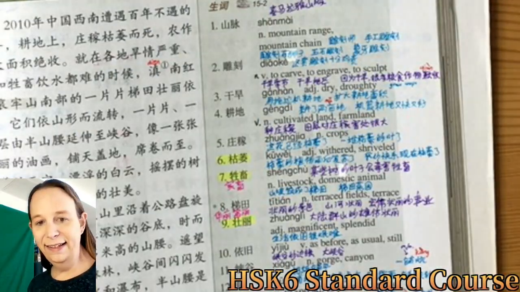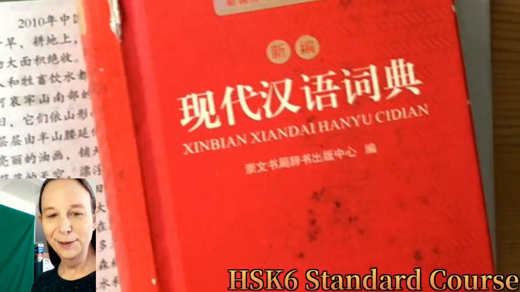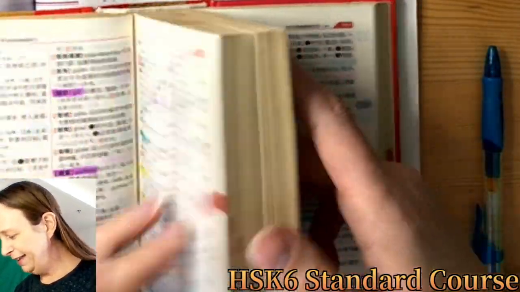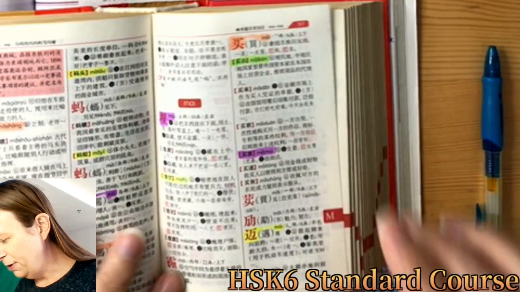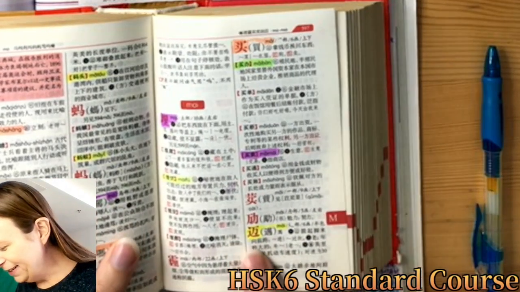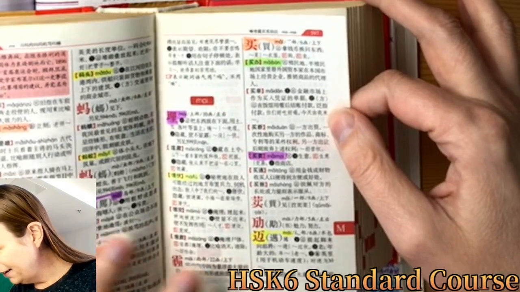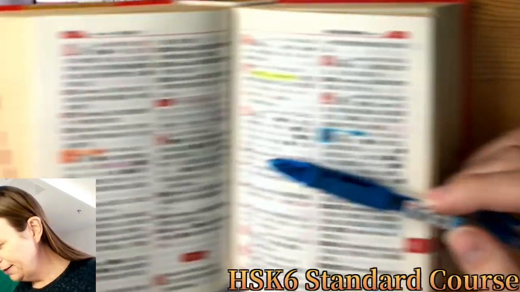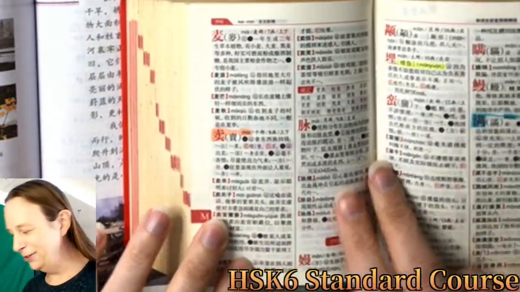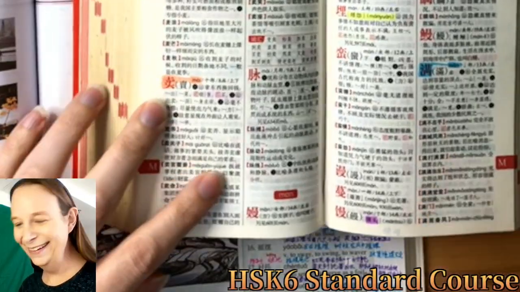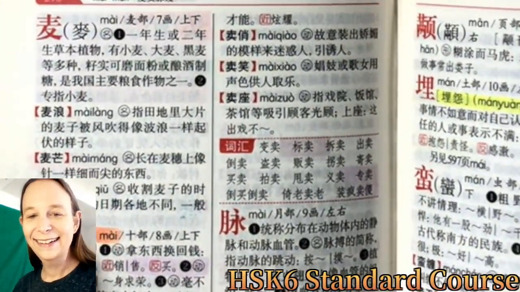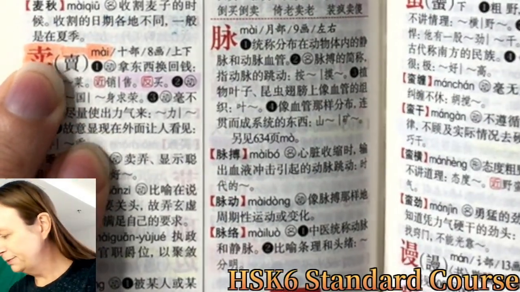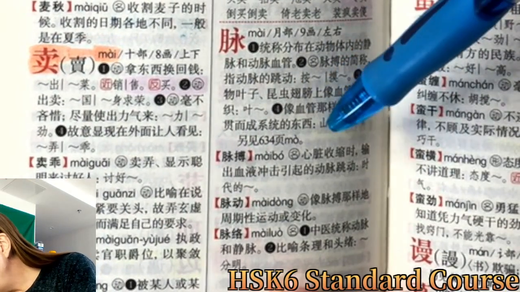Let's have a look at it in the old Funk & Wagnalls. That starts with an M, does it not? Whoa, that was a good flick. Is it on this one? Pretty close, one page off. Quite proud of that. All right, here we go. Mai. So shen mai is this one.